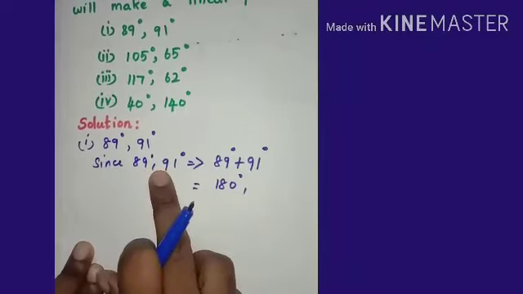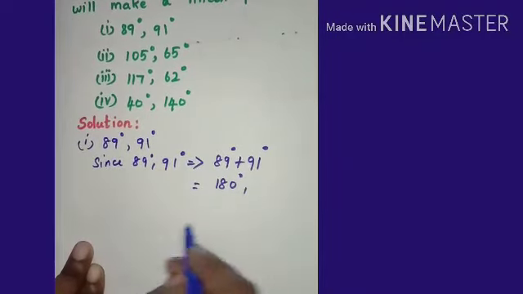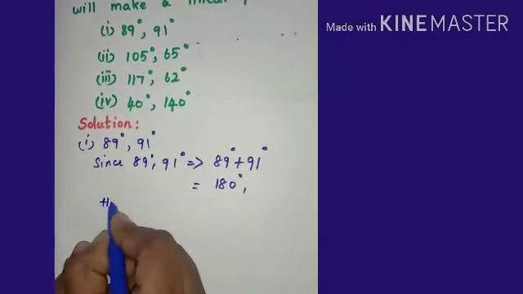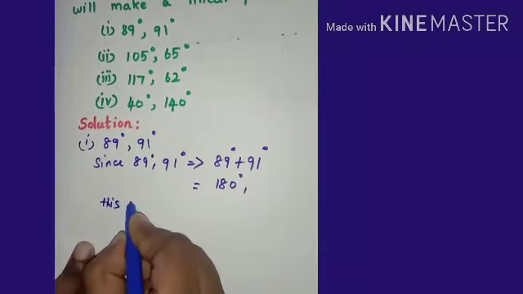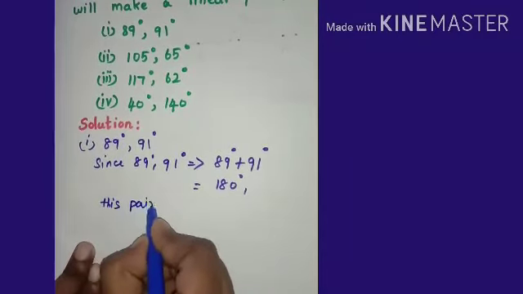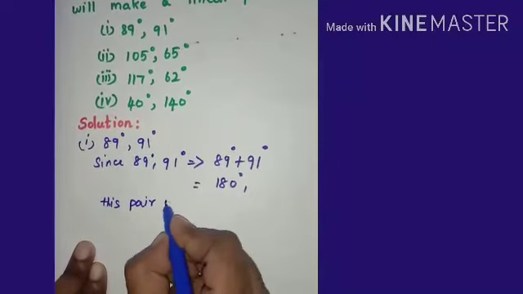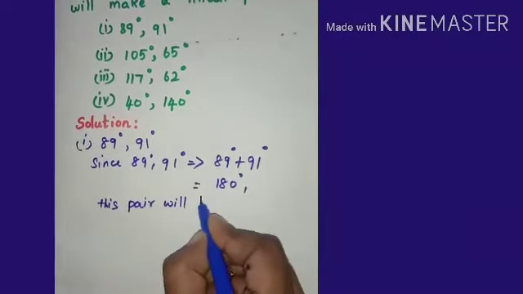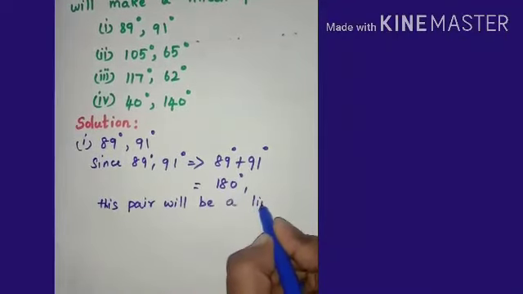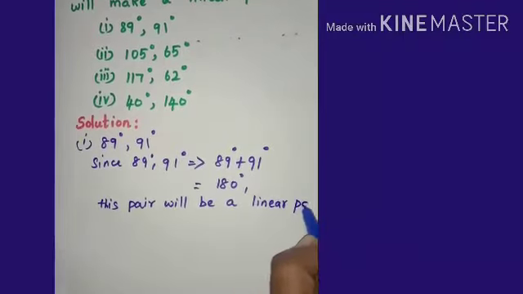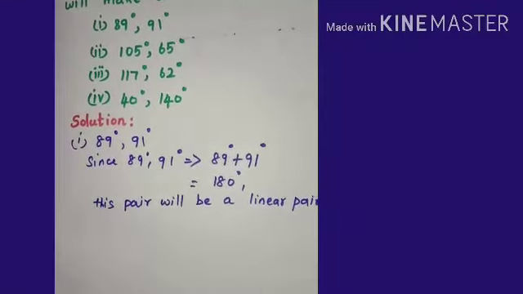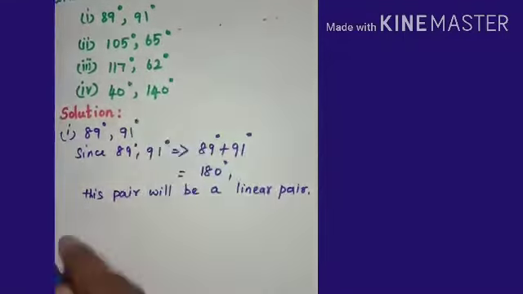So this pair will make a linear pair. So that is, this pair will be a linear pair. So now let us check the second one.